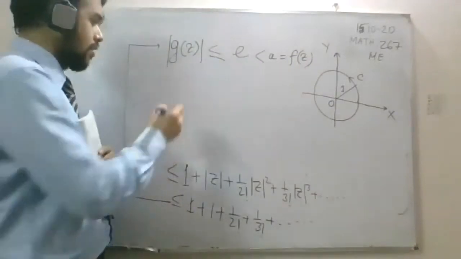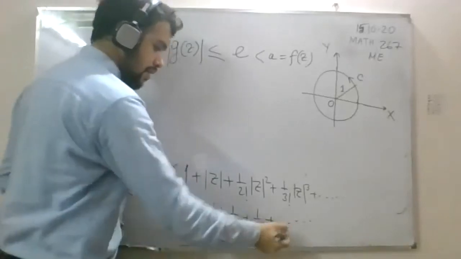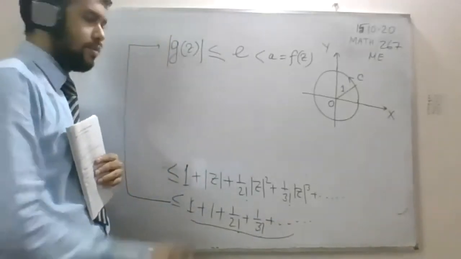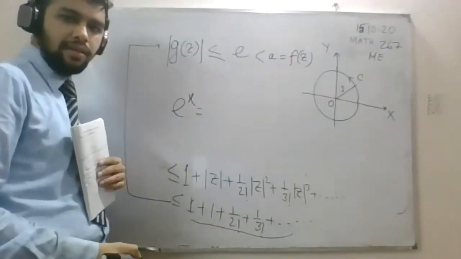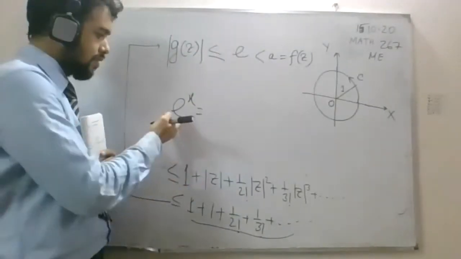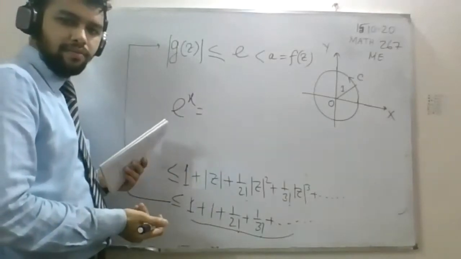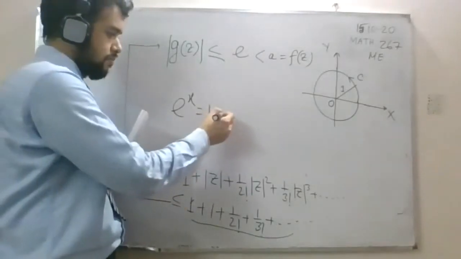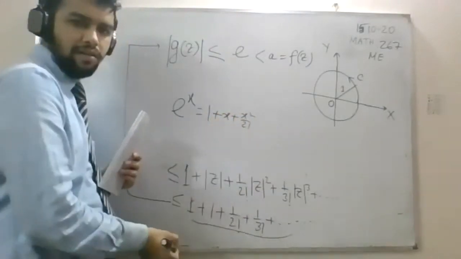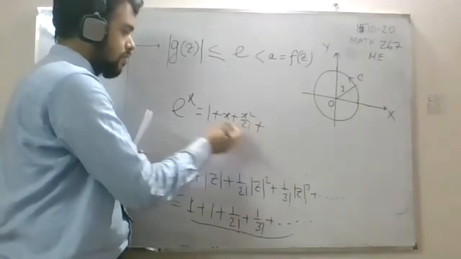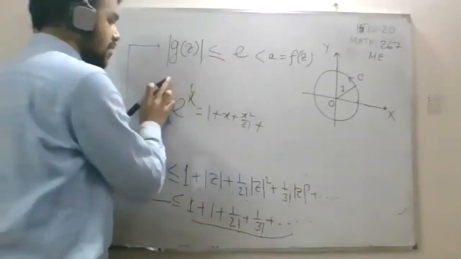Yes sir, this less than or equal to e, how did it come, sir? This is our e. e to the power x series equals to what? 1 plus x plus 1 by 2 factorial x square. So understood? Okay? Now if this x is 1, you can easily say that this is your e series.